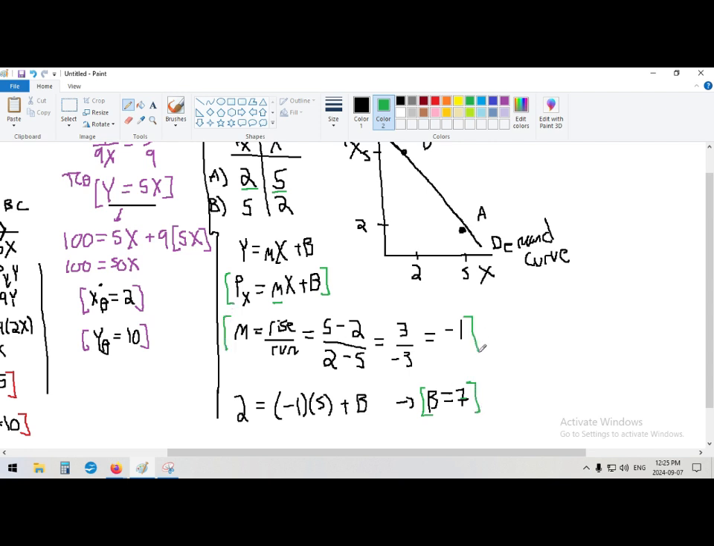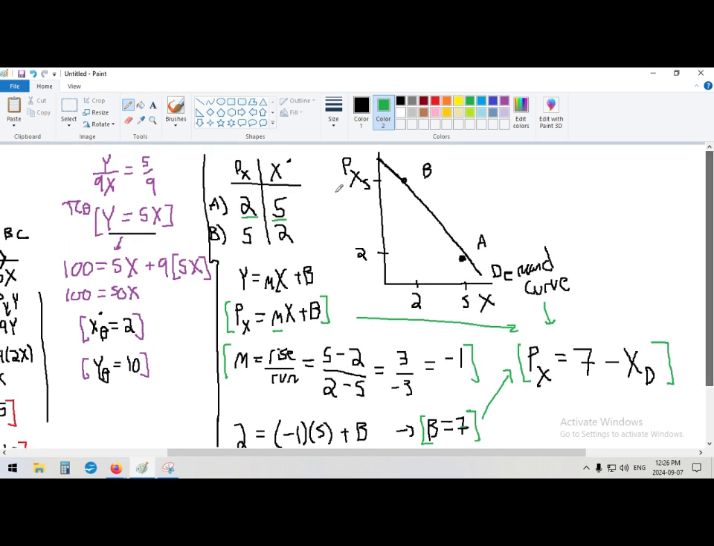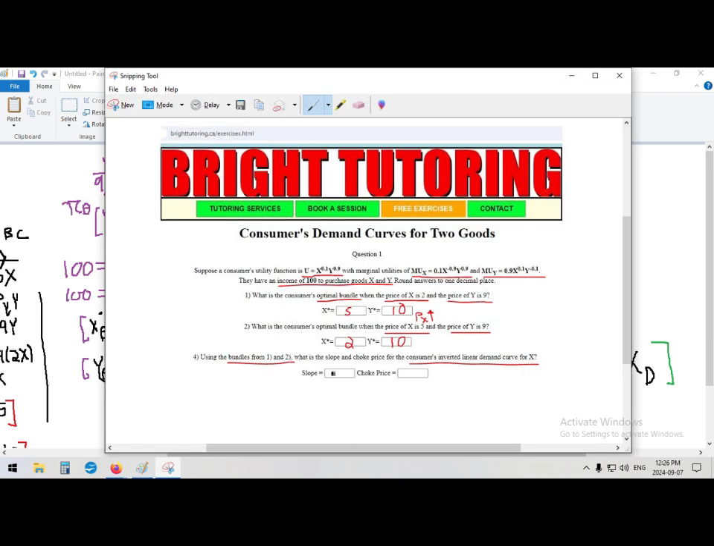So using that information, we can now figure out our demand curve. Put all that together, we're going to have px equals b, which is 7, and then minus our x demand. So up here in the graph, this point up here is going to be 7, and then we're going to have a slope of negative 1. So back here, our slope, negative 1, and the choke price is 7. And that's how you do that question.